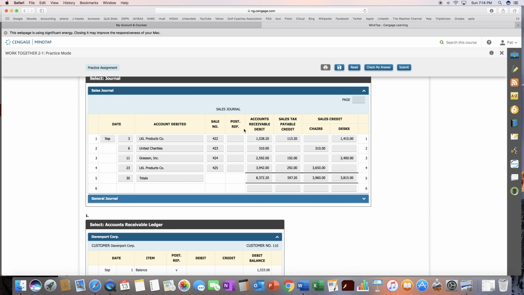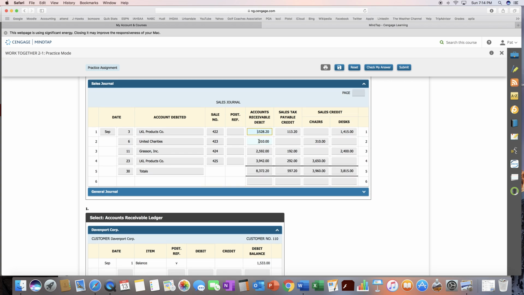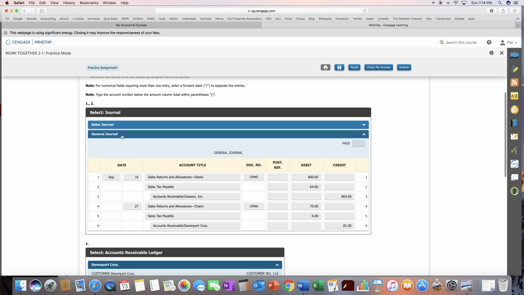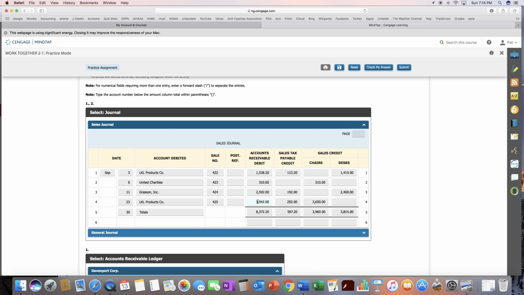Anyway, so now we're going to post these. What did they tell us in our notes? We're going to post each one of these individually to the companies. We're going to post the total to accounts receivable, the total to sales tax, the total to chairs and desks. When we're in the general journal, we're going to post each one of these amounts individually. This one, we will do accounts receivable, Grayson account. Sorry. So we'll post these individually. In the sales journal, you'll only post the accounts receivable individually, and then these totals.